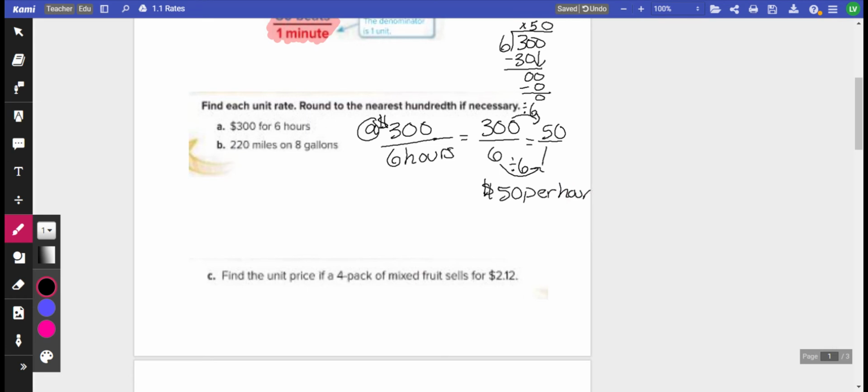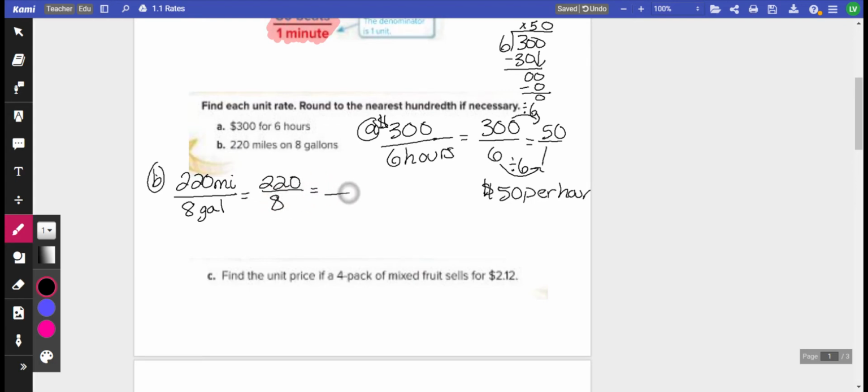Let's try letter B. We have 220 miles on 8 gallons. I'm sorry, labeling this letter B. 220 miles on 8 gallons. So just like I did with letter A, I'm going to write my numbers. 220 divided by 8.